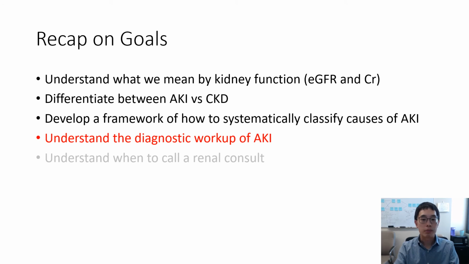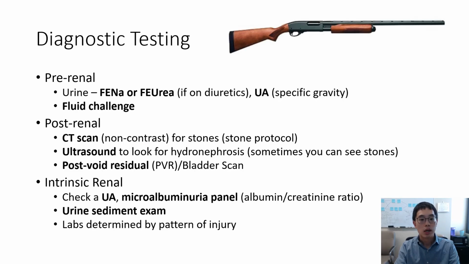So now we've developed a framework for how to systematically classify causes of AKI. Let's work on understanding what we do in order to perform the diagnostic workup for anybody with AKI. So this is essentially a shotgun approach, and depending upon your clinical intuition, you can narrow this as you see fit. If you think that patients have a pre-renal etiology, again, you can get a FeNa or FeUrea if the patient's on diuretics.